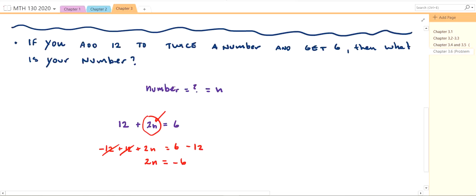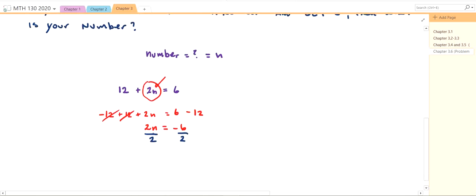Now I have to get rid of this 2. I can do that by dividing both sides by 2, not 3. Okay, so 2 over 2 is 1. That leaves us with n. n equals 6 divided by 2 is 3. We've got a negative divided by a positive. That means it's going to be a negative 3. Okay, that's it.